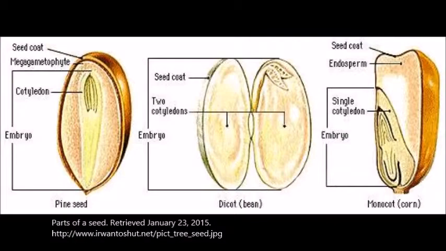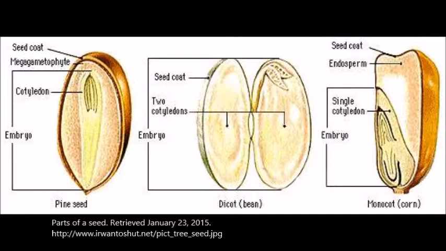Here we are looking at the parts of a bean seed. The seed has three parts that we will discuss: the embryo, cotyledon, and the seed coat. The embryo is the baby plant, and it is where the stem, leaves, and roots will form. The seed coat protects the seed and stores food for the seed.